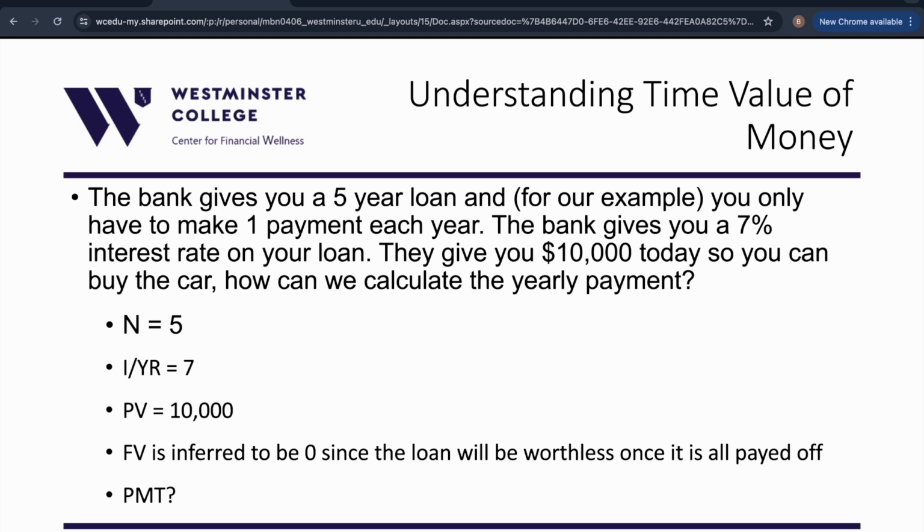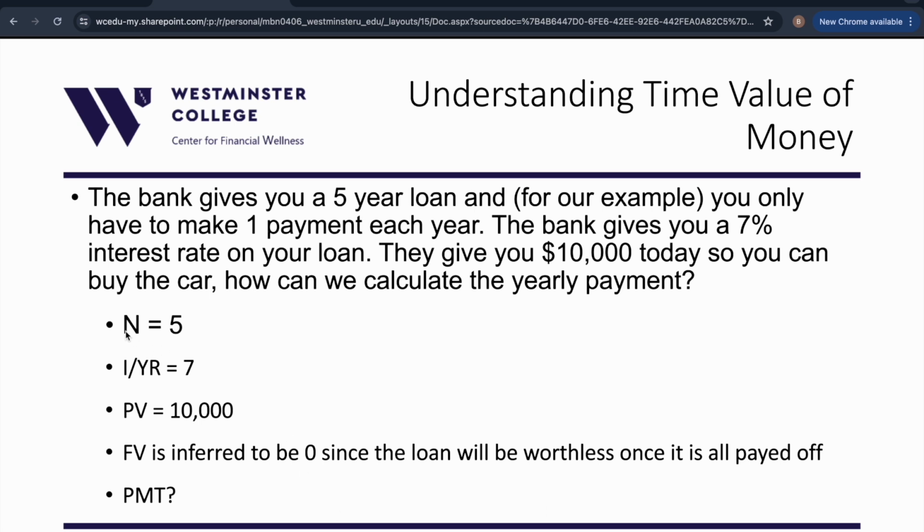Now I recognize that that's not realistic. Car loans are usually paid once a month, so 12 times a year, but just for the sake of the example and to make it a little bit easier, we're going to pretend that we only have to make 1 payment each year. The bank is going to give us a 7% interest rate on our loan, and they're going to give us a $10,000 loan today so that we can go buy the car. Now we're going to calculate the yearly payment that we have to make.